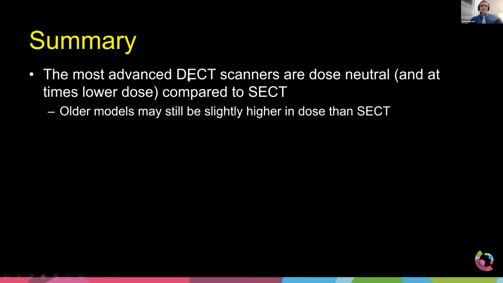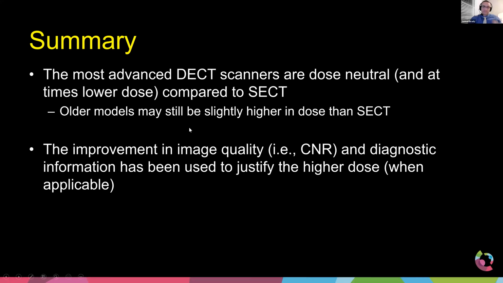So the most advanced dual energy CT scanners are basically dose neutral, and at times they are lower dose than single energy CT scanners. Now, the older model scanners, at least the ones that I wrote down right, I hope, are maybe a little bit higher dose than the single energy CT, but we're still learning to optimize those, even though they're an older model scanner.